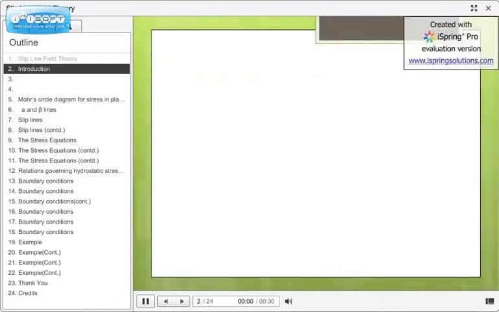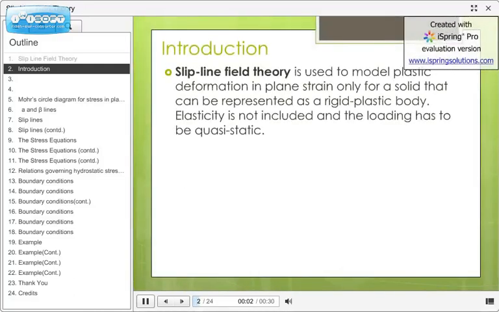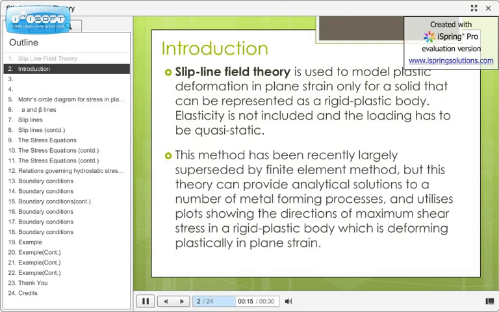So let us now introduce the concept of slip line field theory. Slip line field theory is used to model plastic deformation in plane strain only for a solid that can be represented as a rigid plastic body. Elasticity is not included and the loading has to be quasi-static. This method has been recently largely superseded by the finite element method. But this theory can provide analytical solutions to a number of metal forming processes and utilizes plots showing the directions of maximum shear stress in a rigid plastic body, which is deforming plastically in plane.